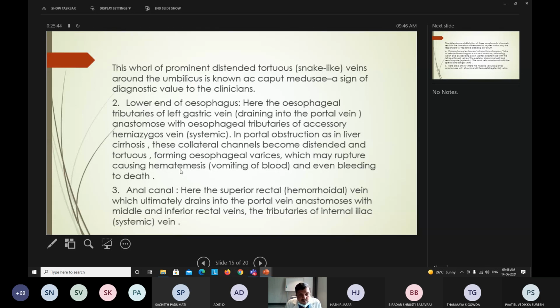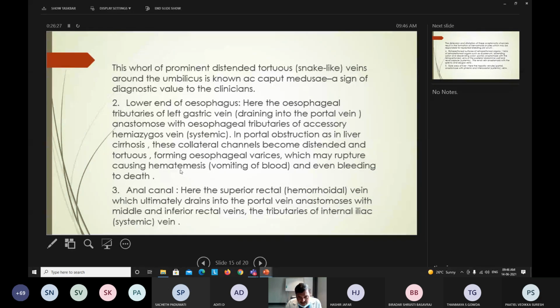The second site of portocaval anastomosis is the lower end of the esophagus. Here the esophageal tributaries of the left gastric vein, draining into the portal vein, anastomose with the esophageal tributaries of the accessory hemiazygos vein. Understand what veins anastomose? One is the tributaries of the left gastric vein, which anastomose with the esophageal tributaries of the accessory hemiazygos vein.